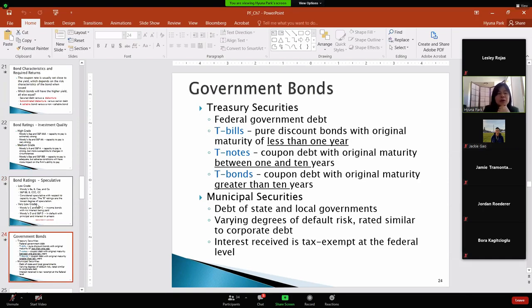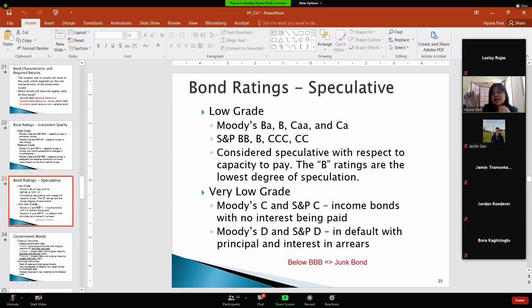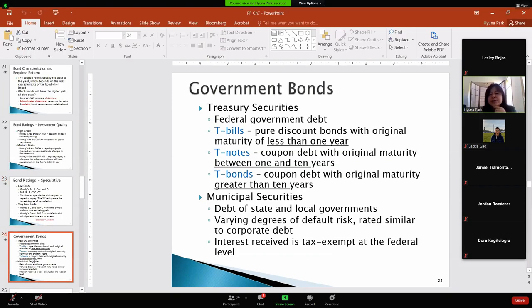And when the market condition changes frequently, the rating agency updates the grading. And the next slide shows government bonds. The Treasury Department issues three types of securities: Treasury bills, original maturity 1 year or less; Treasury notes, 1 to 10 years; and Treasury bonds, original maturity longer than 10 years. Treasury bonds and notes pay coupons, but Treasury bills are pure discount loans.